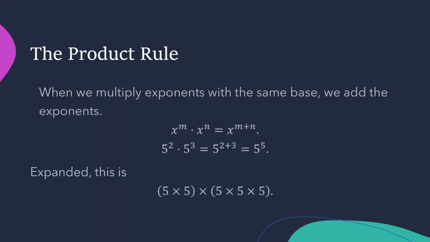And you can kind of see this because 5 squared is 5 times 5, and 5 cubed is 5 times 5 times 5. So essentially, you're just adding the number of 5s you're multiplying together.